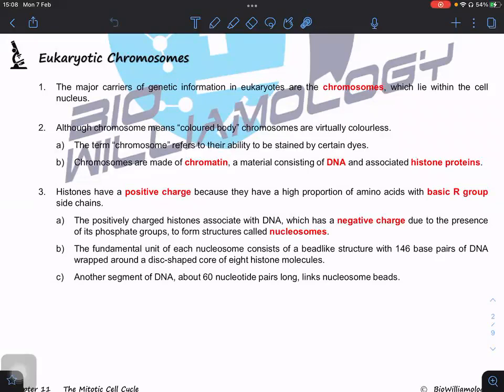Now we look at this. The chromosome is only for eukaryotic cells. The prokaryotic cells don't have chromosomes. They have circular DNA. Okay, they don't have the chromosome.